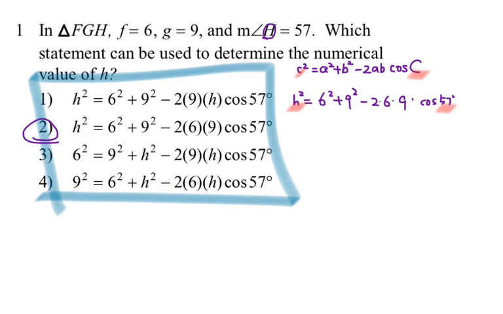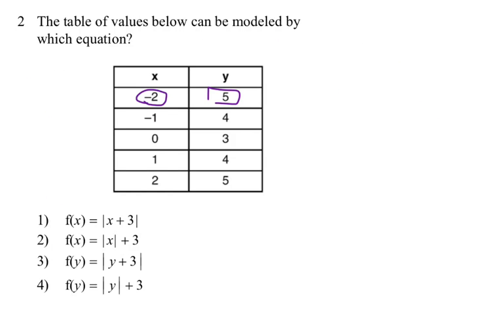Now let's look at the next question. The table below can be modeled by which equation? So now what I'm trying to do is see which one of them can match the first value. When I plug in -2, I should be getting 5. So I'm going to try each one of them. When I plug in -2, will I end up getting 5? No, I didn't for the first one. And the second one, when I plug in -2, okay, in fact, absolute value of -2 became 2, so we end up getting 5. So the second one seems to be okay.